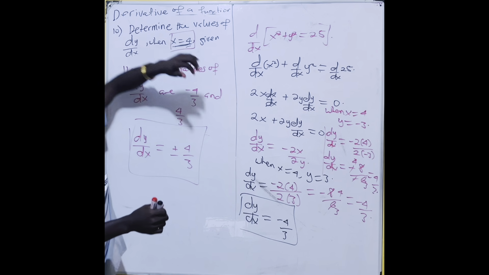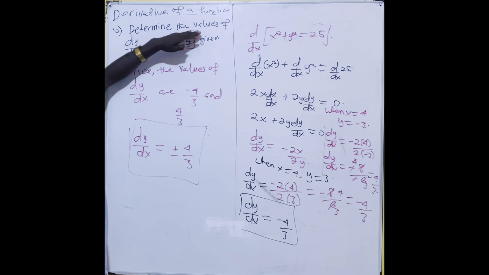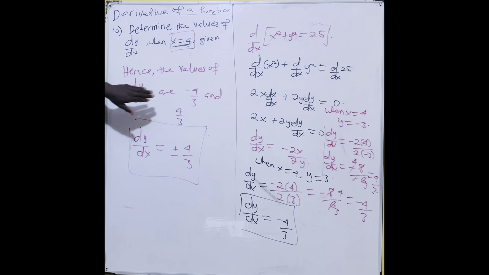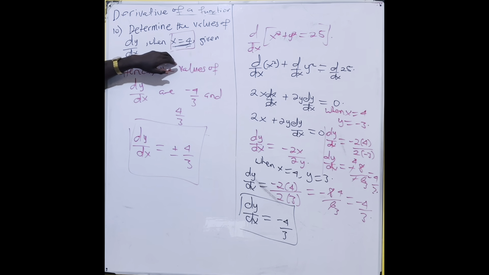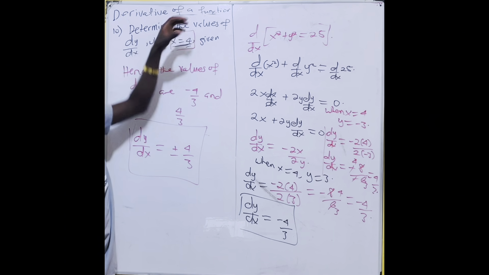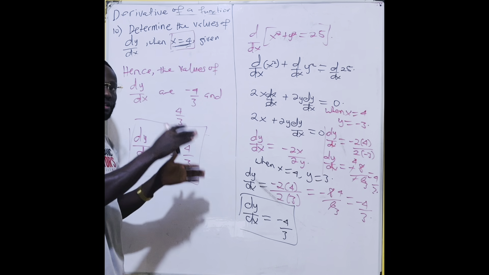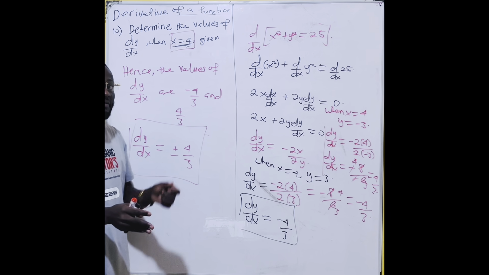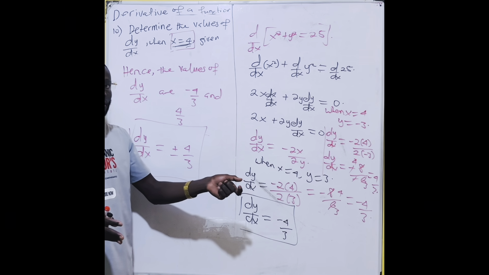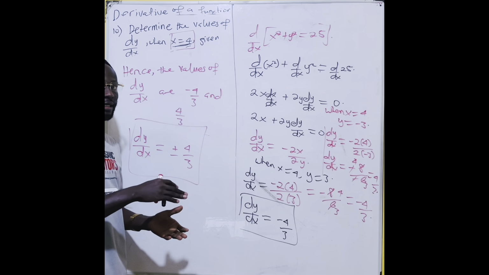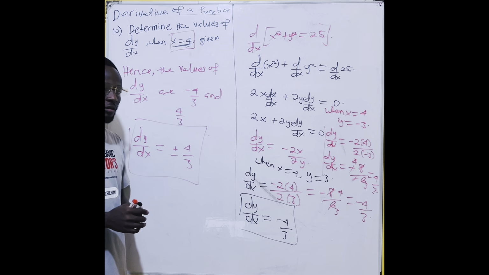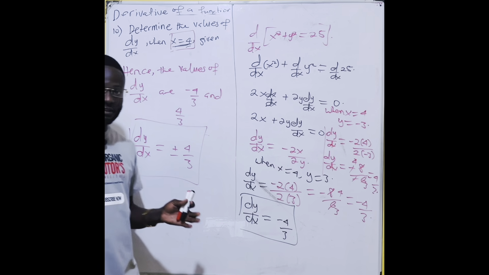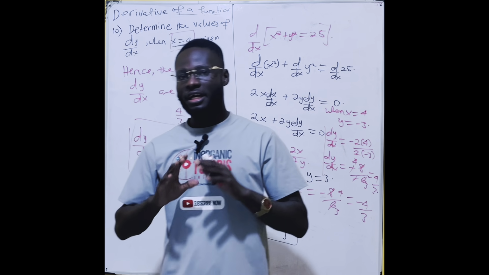So if you go to your quiz room and you are to determine the values of dy/dx when the x value is given and you are given a particular function, that means that you have to look for the value of y as well, so that after differentiating, you substitute the value of x inside, substitute the value of y inside. Then you find the first value of dy/dx. Then you substitute the other, then you find the other value of dy/dx. It's very simple. You just have to follow the principle and you're good to go.